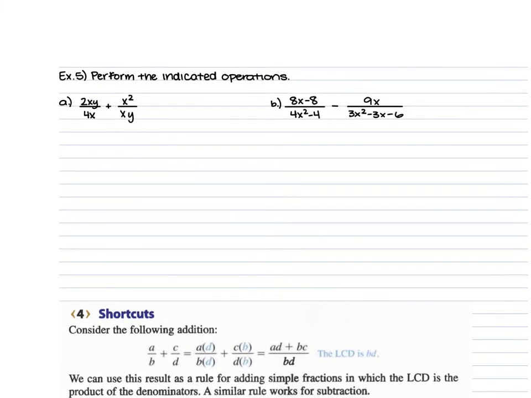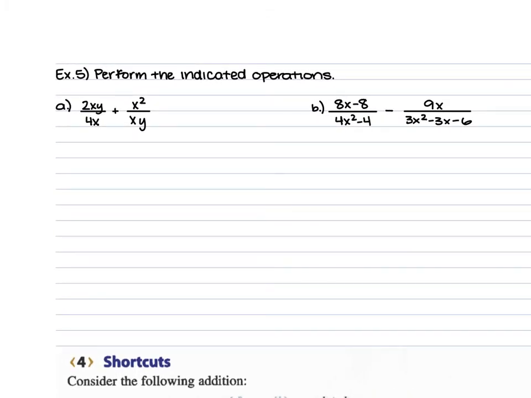For example 5a, we are given 2xy over 4x plus x squared over xy. So you want to find your least common denominator first. We need the 4, we need the x, we need the y. So what did we multiply the 4x by to get it to be the 4xy? We multiplied it by y, so we're going to multiply the top by y also. On this second fraction, what did we multiply the xy by in order to make it 4xy? It's just a 4. So we're going to multiply the top by 4 as well.